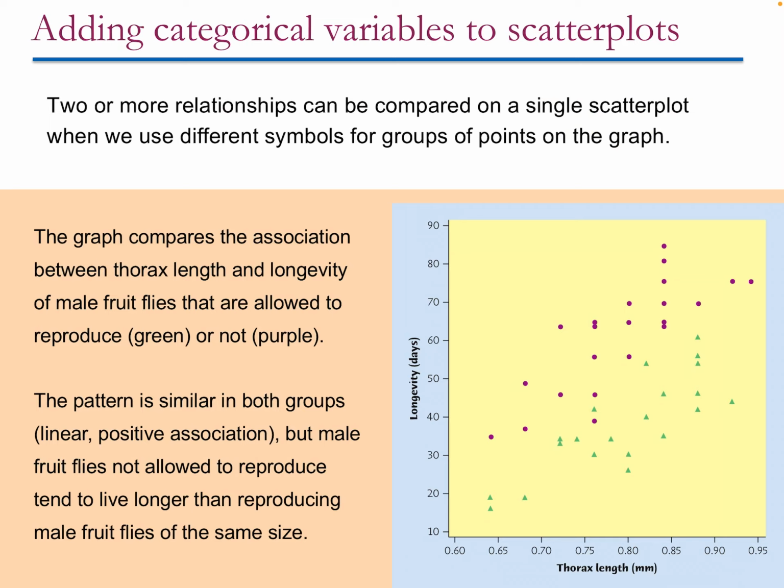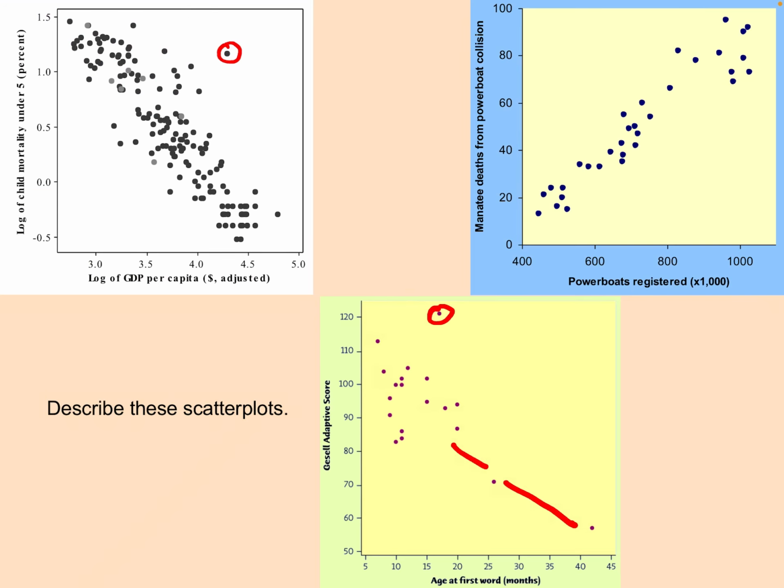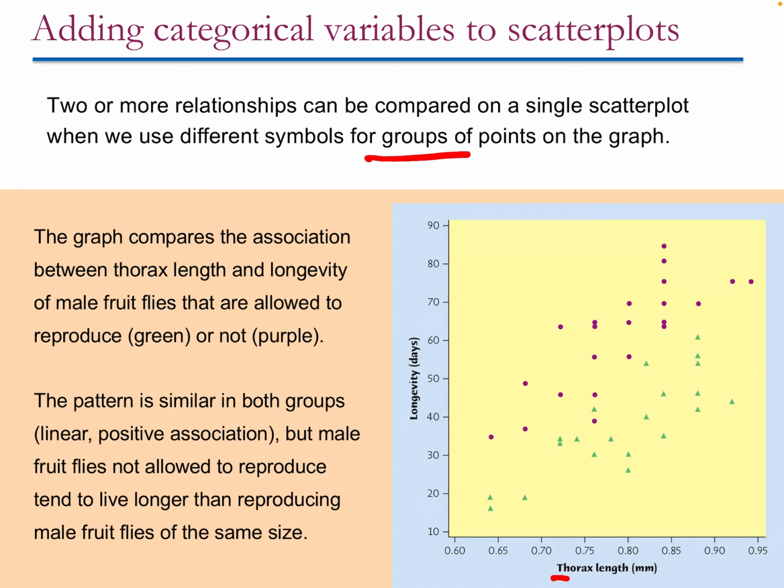All right, we can also add categorical variables to our scatter plots. So up to this point, we've just talked about quantitative variables. We can add categorical variables as well. Very often, two or more relationships can be compared on a single scatter plot by using different symbols for different groups of points on the graph. In other words, we can subdivide our data points into smaller groups. All right, so for example, here we have a measure of thorax length, you can see that right there in millimeters, versus longevity in days.